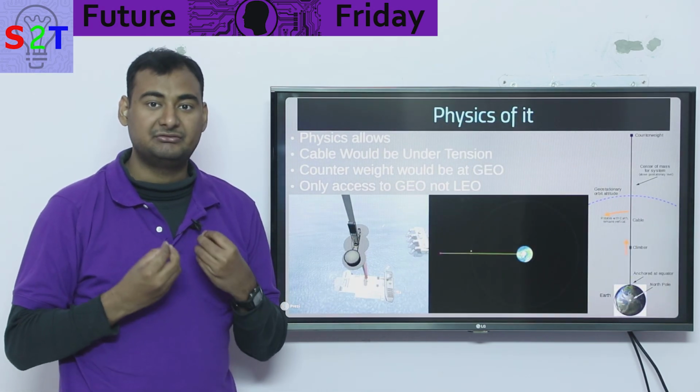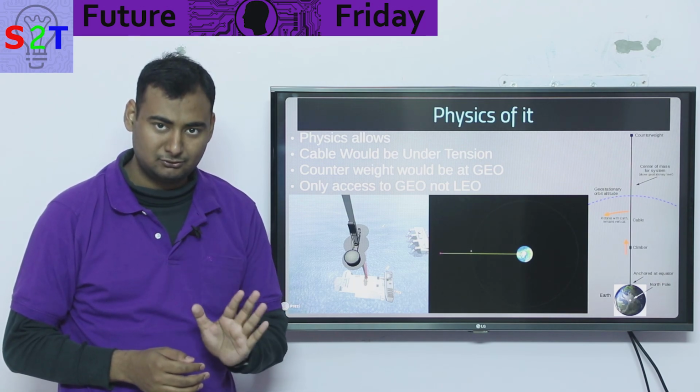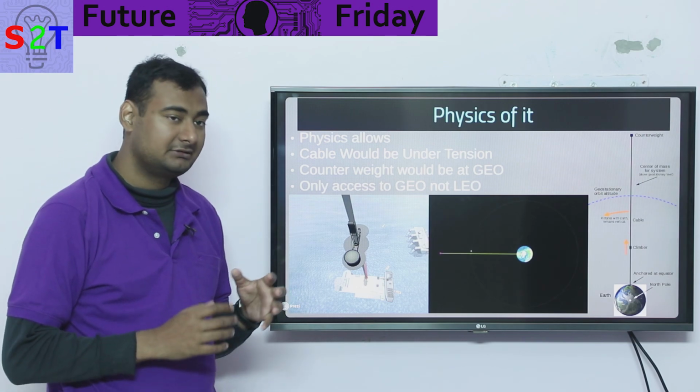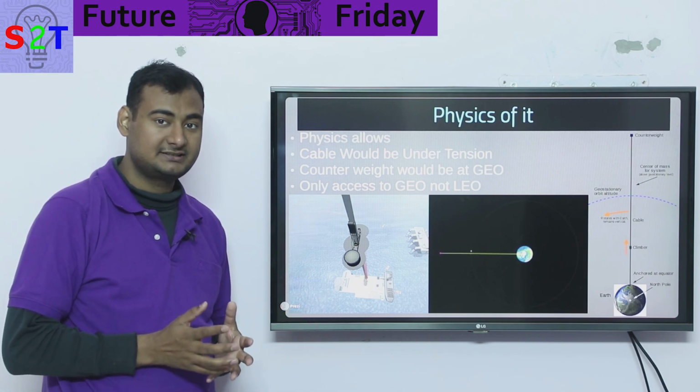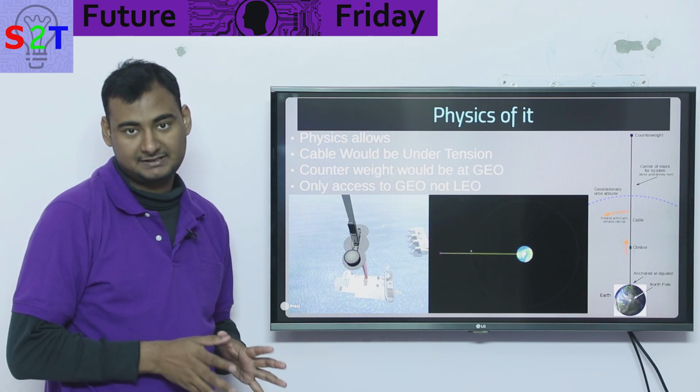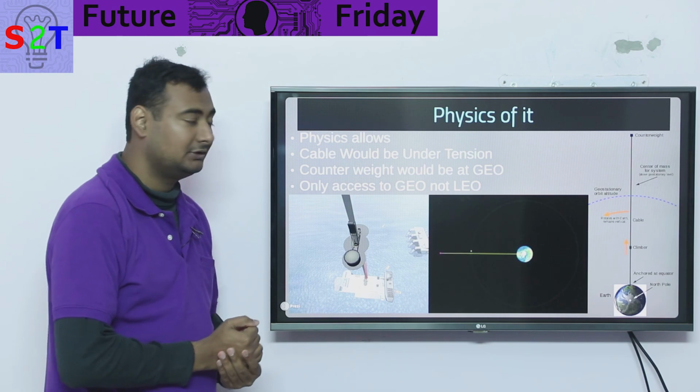Now, the question is, does physics allow it or not? Because if physics says no, you shall not pass, you will not pass. That's it. So whenever we talk about a space elevator, here's the deal. The physics says it can be done. Physics is very clear on that. If you can build the material, physics is saying, okay, go ahead. So what do we need for that?